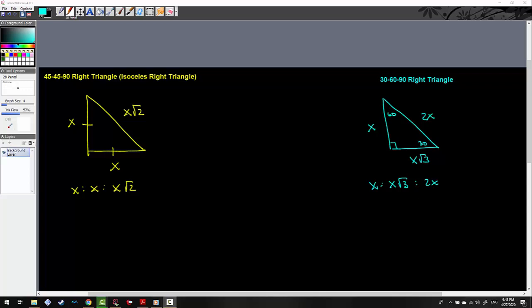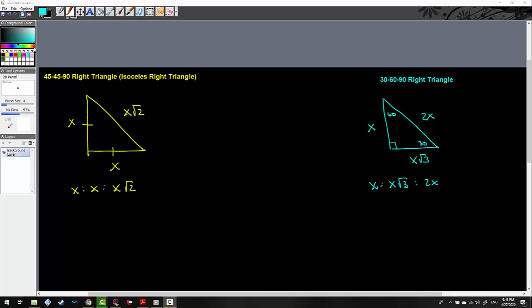Welcome, ladies and gentlemen, to some extra practice when it comes to our special right triangles. In today's episode, we'll be comparing and contrasting the 30-60-90 versus the 45-45-90. And just a quick little reminder, I started off with a diagram of both types of triangles.